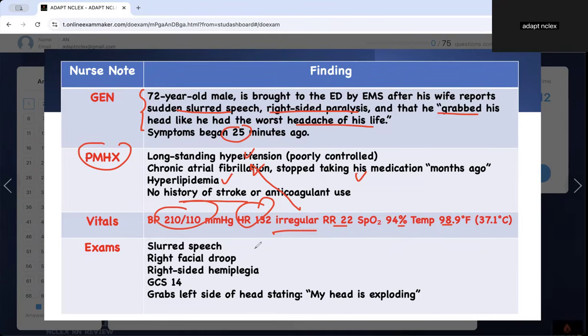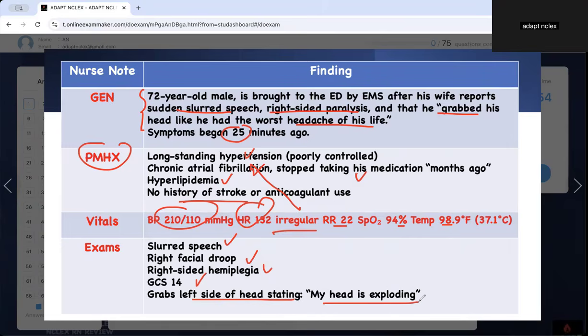On physical exams, we're confirming the reason why the patient came in. Slurred speech, facial drooping, right-sided hemiplegia. The GCS is low because he has something going on. He grabs the left side of his head and states, my head is exploding.